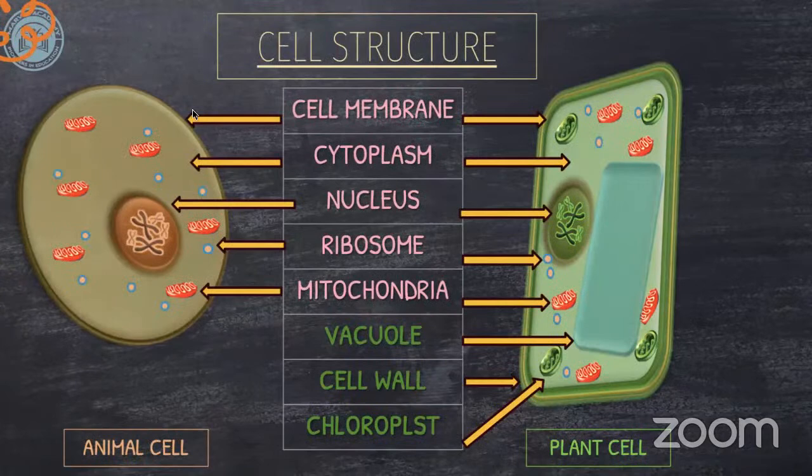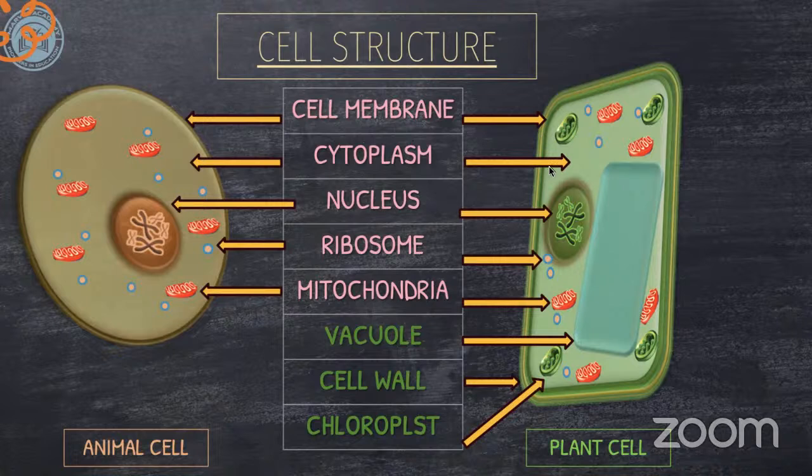Is it clear to all of you? Okay. So you all can see here. Now we will be learning about the individual functions also. So this is just a diagrammatic representation for you to understand what the cell components and cell structures are, and where they are located.